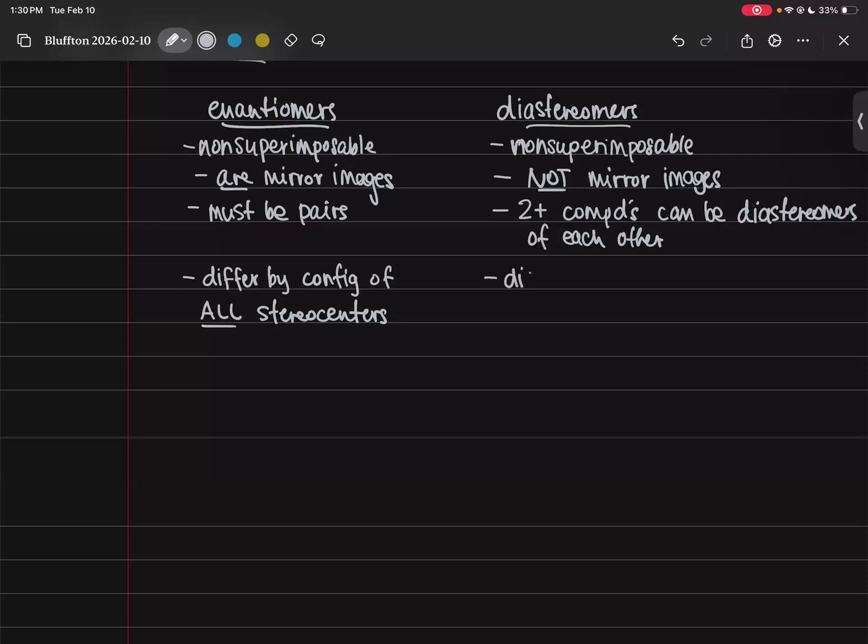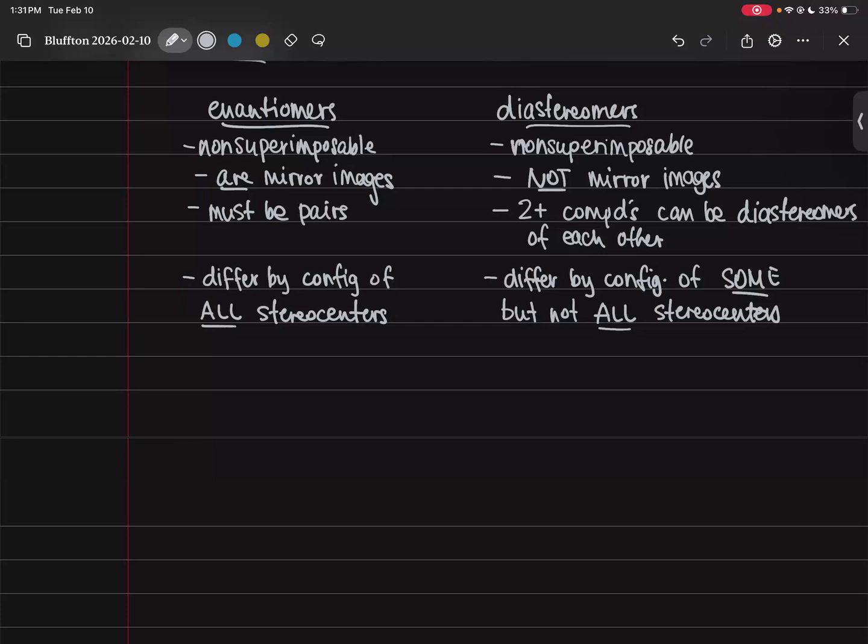So diastereomers differ by the configuration of some but not all of the stereocenters. If we've got 2 compounds and we change none of the stereocenters, they're identical. If we change all of the stereocenters, they're enantiomers. And if some of them have been changed, but some stay the same, those are diastereomers.